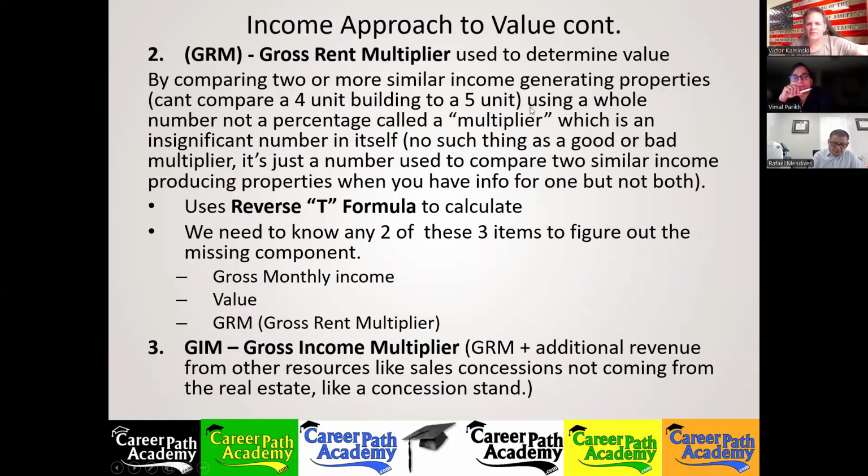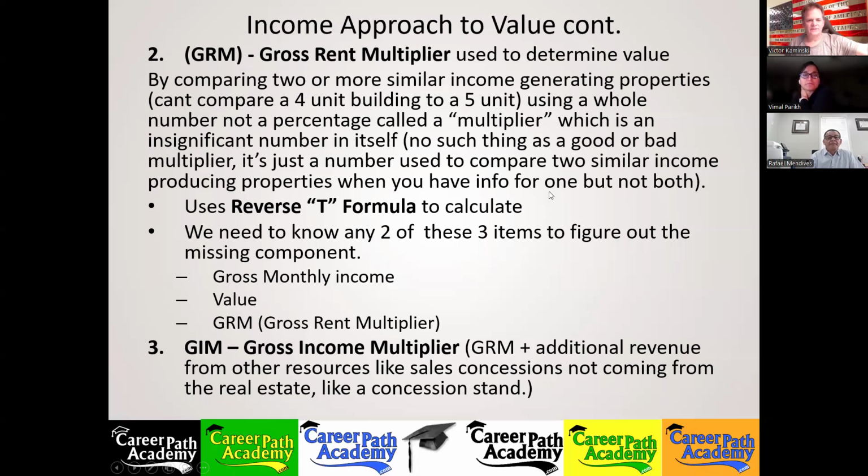And then we got the gross rent multiplier we're going to learn about, the GRM. So the GRM is used to determine the value by comparing two or more similar properties, a 4-unit to a 4-unit, a 3-unit to a 3-unit, a 5-unit to a 5-unit, using a whole number. The GRM is not a percentage or a rate. It is a multiplier. It's a whole number, which the number itself is insignificant. There's no good or bad GRM.